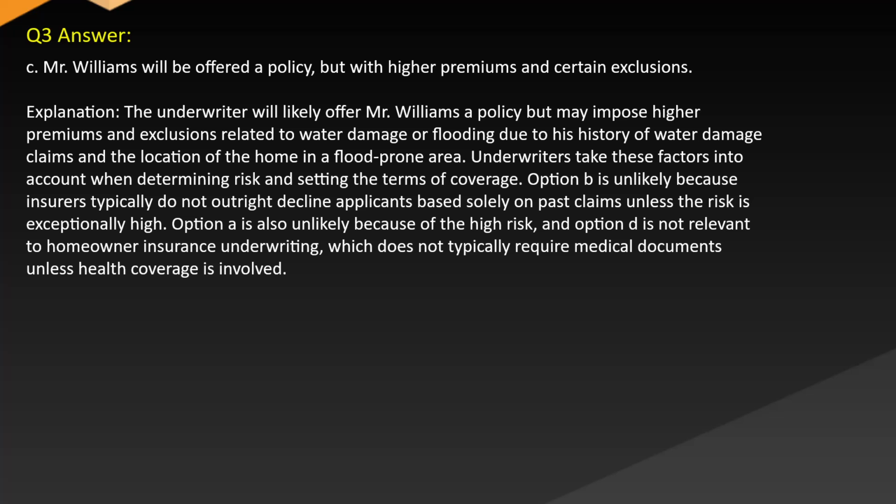Option B is unlikely because insurers typically do not outright decline applicants based solely on past claims unless the risk is exceptionally high. Option A is also unlikely because of the high risk, and option D is not relevant to homeowner insurance underwriting, which does not typically require medical documents unless health coverage is involved.